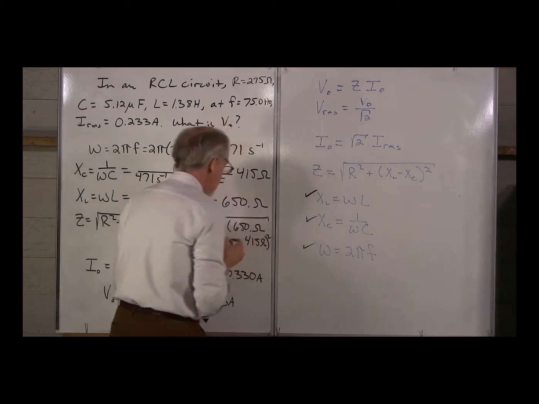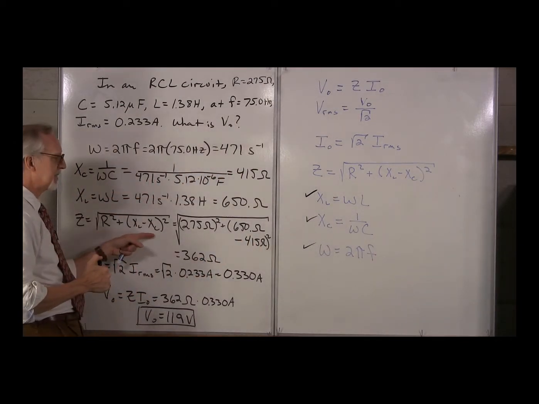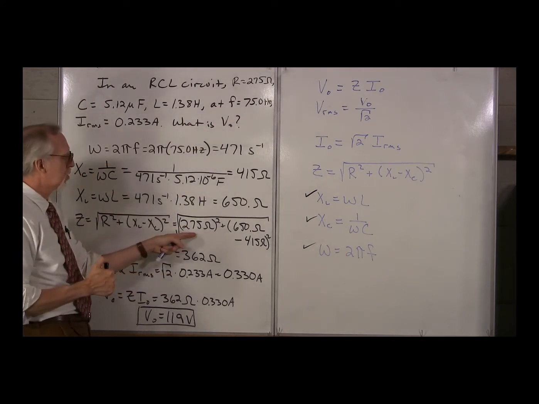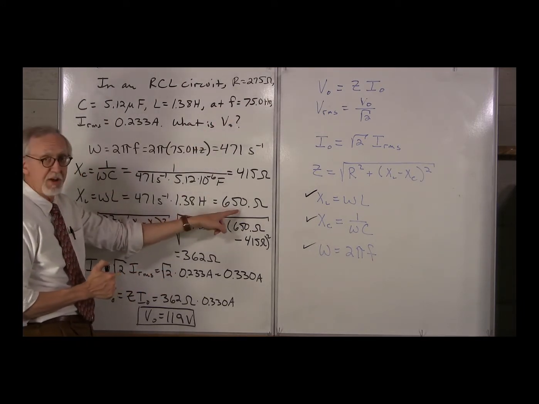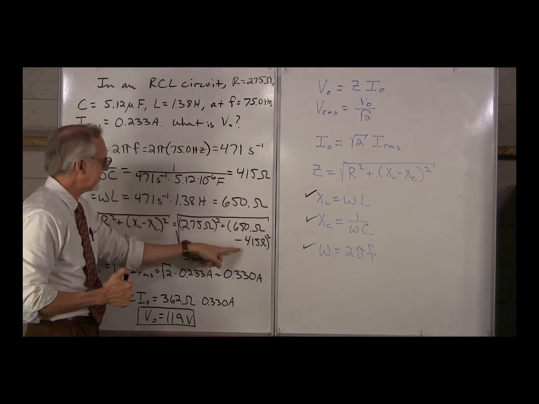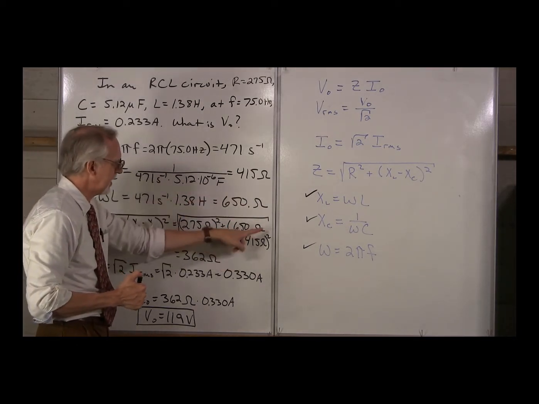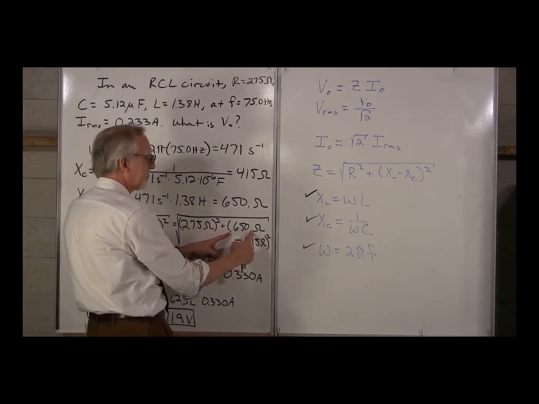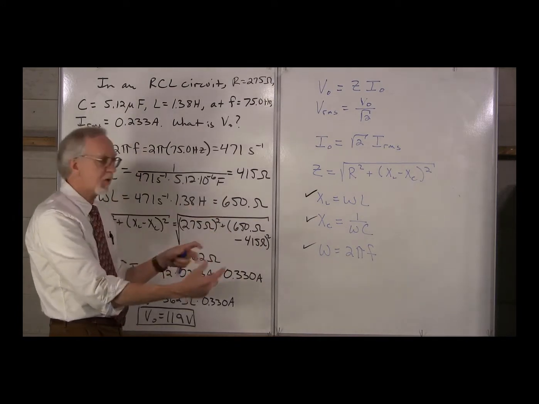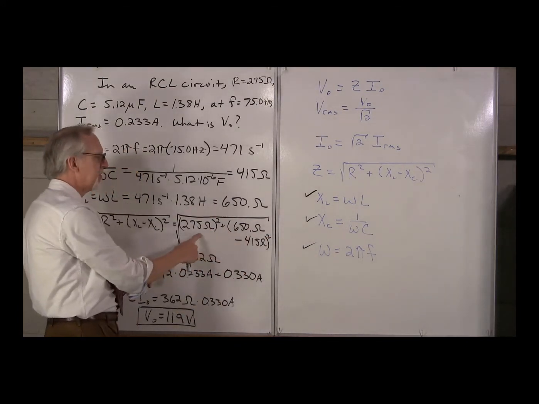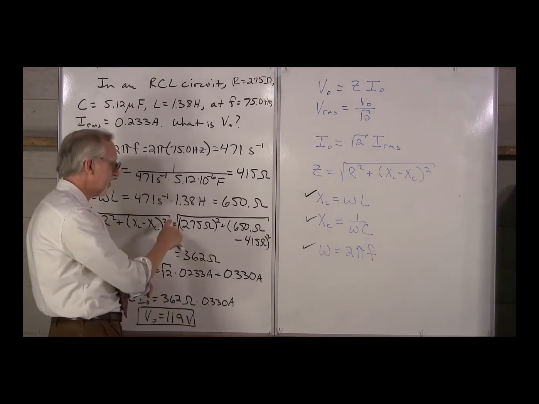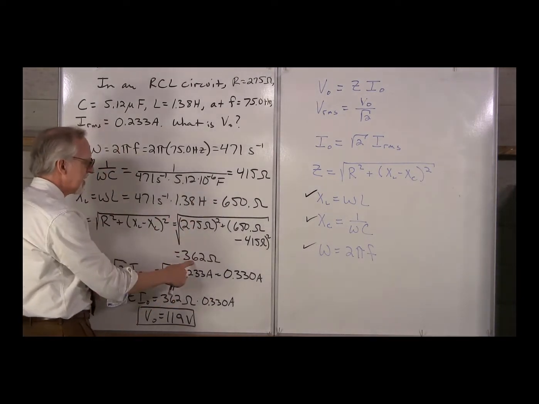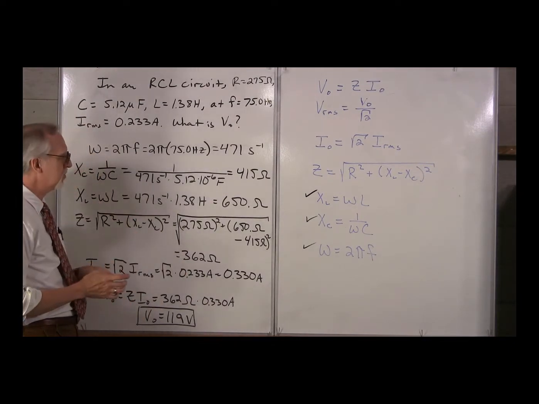We know Z is root R squared plus XL minus XC squared, or R, 275 ohms, squared plus XL, which we found to be 650, minus XC, which is 415, quantity squared. Be very careful when you do this out. You might want to take the 650 minus 415, evaluate that, square that, then add the 275 squared, evaluate that, then take the square root. Make sure you are careful with your order of operations. What you end up with is 362 ohms.